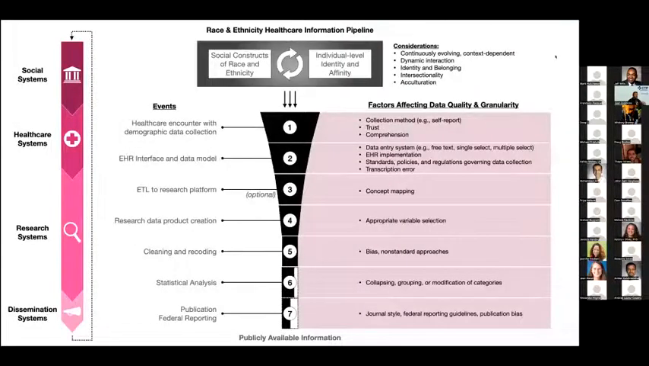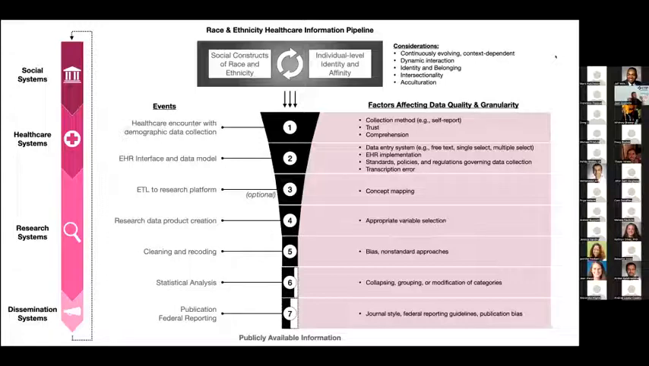So when we think about race and ethnicity data in the healthcare information pipeline, I like to break it down into four structures. So you have social systems. This is the conversations that we are all having all the time. These are social constructs of race and ethnicity, and how those interact with and influence and are influenced by individual level identity and affinity. These are things that are dynamically interacting. There's considerations for intersectionality and acculturation, identity and belonging. That's what's happening at the level of both people and society.